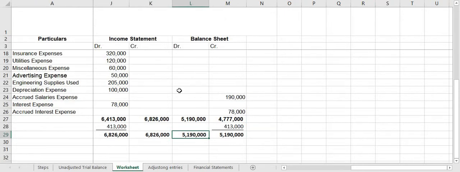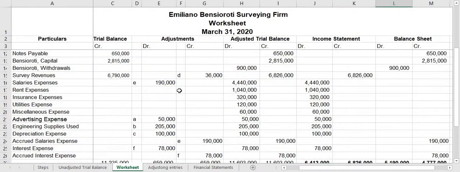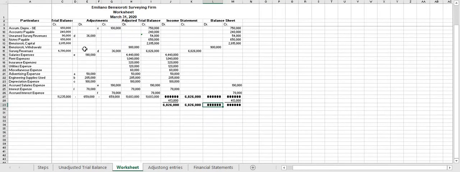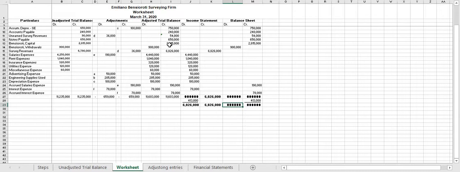Now, after step 5, in preparing worksheet, tapos na si preparation ng worksheet mo. So, this is how your worksheet or your finished worksheet looks like. Ayan. Ito. Okay? So, since tapos na tayo mag-create ng worksheet, we can now create the financial statement. So, again, because of worksheet, mas madali na ngayon yung gagawa natin ng income statement at saka balance sheet.